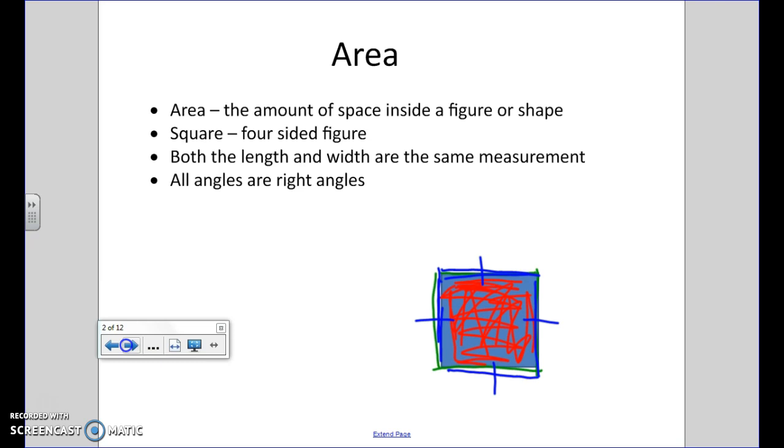Also, if you're talking about a square, you need to know that there are 4 right angles. To indicate that it's a right angle, we put a little square on the side there, because a square is a right angle. So it has 4 right angles, 4 equal sides, and is 4-sided.